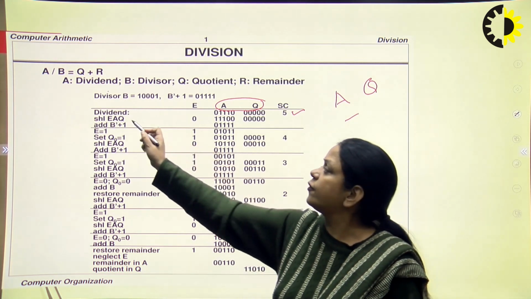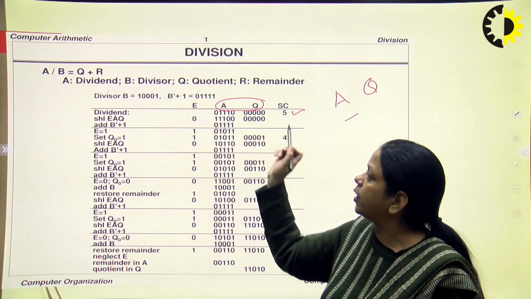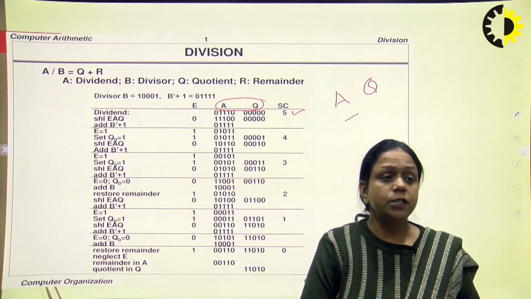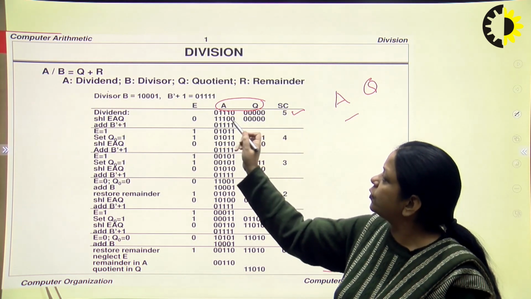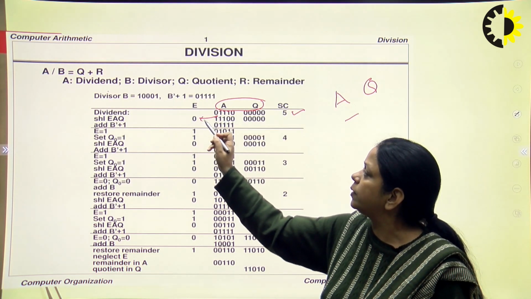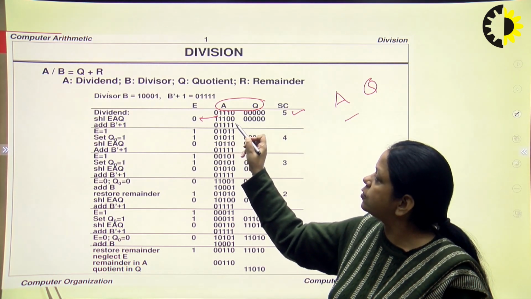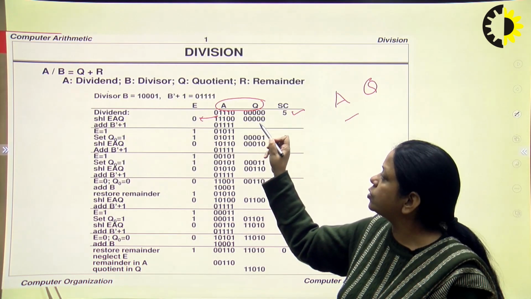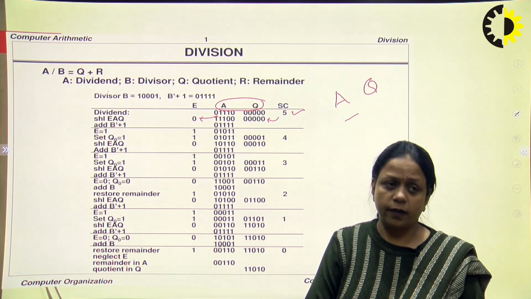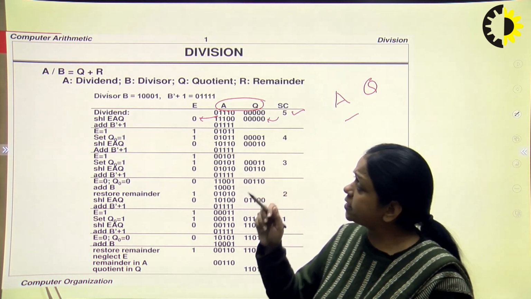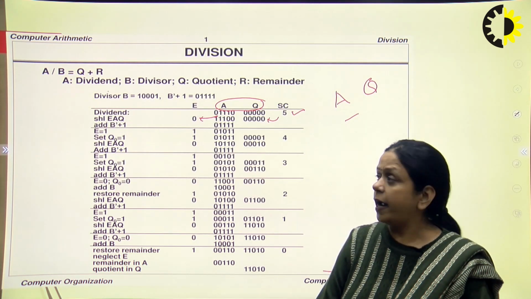So the dividend is stored in the A and Q. Now the first step is shift left EAQ. When we apply the first left shift, you can see this 0 will come to this E, and we will have the value of 1, 1, 0, 0 in the A and 0, 0 in the Q, because the serial input will be 0 here. Fine. The next step, after shifting EAQ, is add B bar plus 1.